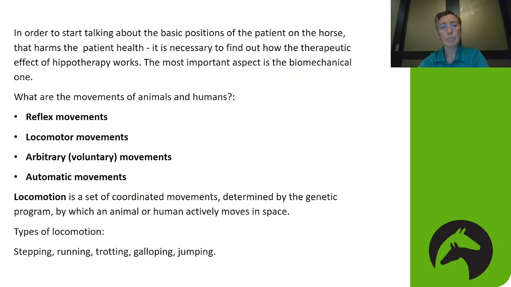And in order to start talking about the basic positions of the patient on the horse that harm that patient's health, it is necessary to find out how the therapeutic effect of hippotherapy works. The most important aspect is the biomechanical one.